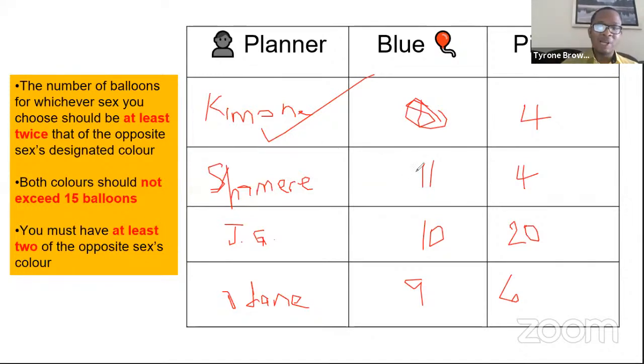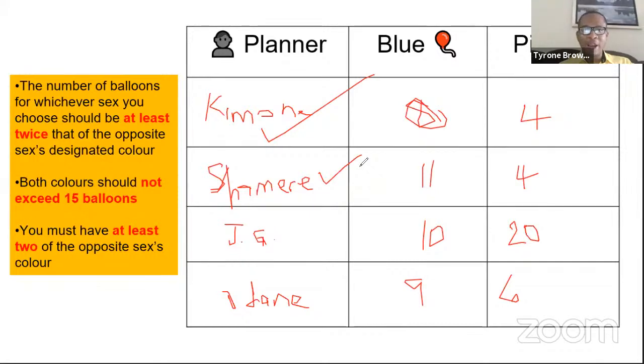So Shamir, let's see what you have. For the first condition, this being at least twice, when we multiply this by 2, we get 8. This is more than 8, so it meets that condition. When we add 11 plus 4, it is 15. So we haven't passed our maximum, which is 15. And we must have at least 2 of the opposite sex's color. So we have at least 2 pink balloons. So Shamir is also on point.